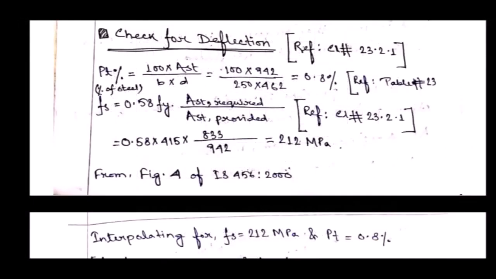First of all, we have to find out the percentage of steel. It is very easy. AST, area of steel, by cross section BD into 100. That is equal to 100 into AST is 942, by B is 250, multiplied by D is 462. That is equal to 0.8%. Now Fs is equal to 0.58 Fy, AST required by AST provided. So 0.58 into Fy is 415 into AST required is 833 by AST provided is 942. That is equal to 212 MPa.